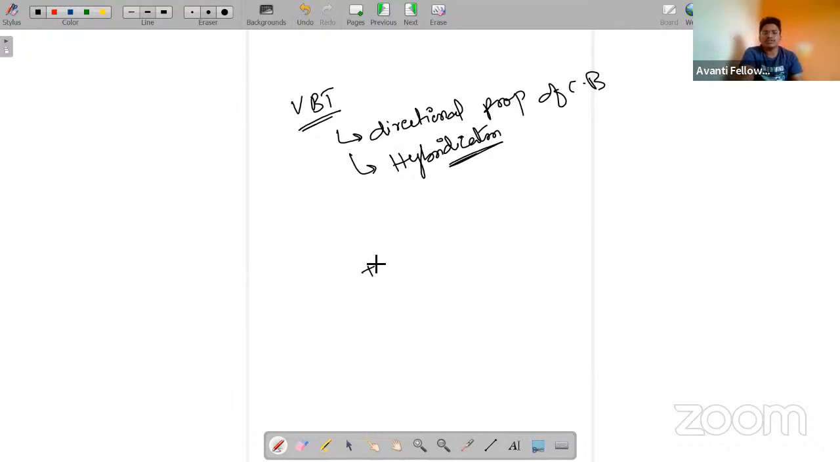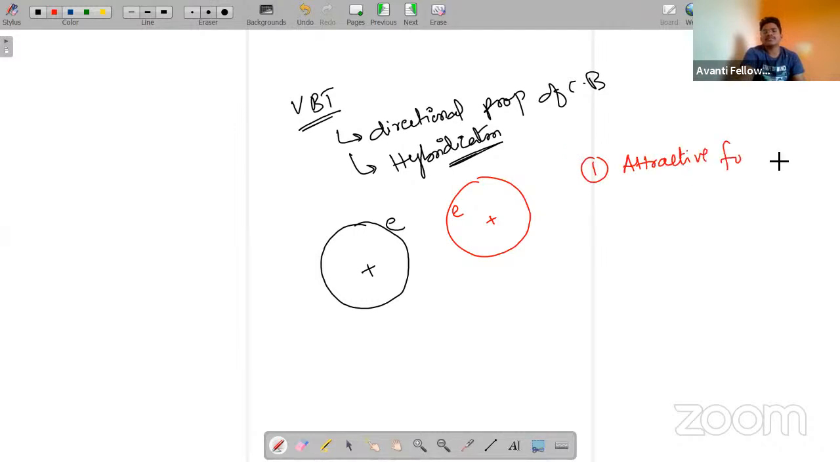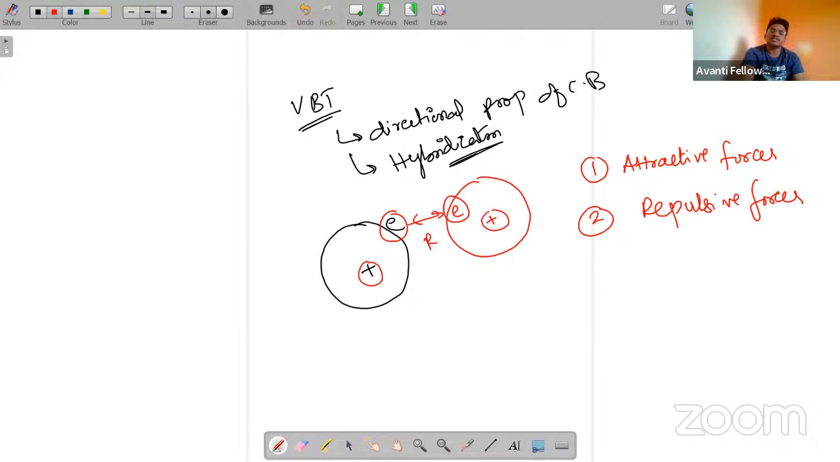So let's suppose I'm taking two atoms. This is atom 1 and its electron, and this is atom 2 and its electron. Now there are two important factors we need to keep in mind. One is attractive forces, and the second is repulsive forces. With respect to this electron and that electron, there is strong repulsion. And between this nucleus and that nucleus, strong repulsion. But simultaneously, there is an attraction between this nucleus and its own electron, and also attraction with respect to the other atom.